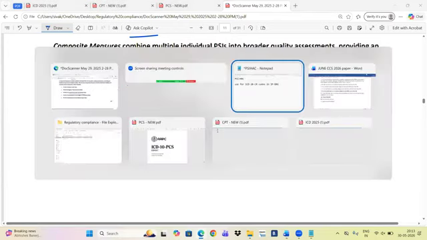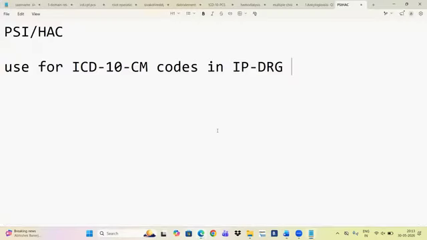PSI and HAC conditions we must give as secondary diagnosis only, because these are not the reason for the related diagnosis. These conditions must be developed in the hospital. So it should not be part of the principal diagnosis. It should always be a secondary diagnosis, SDX.